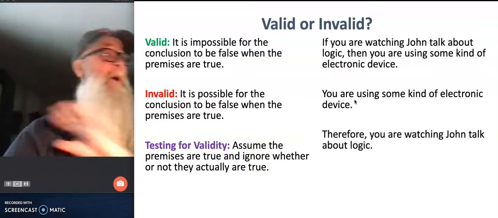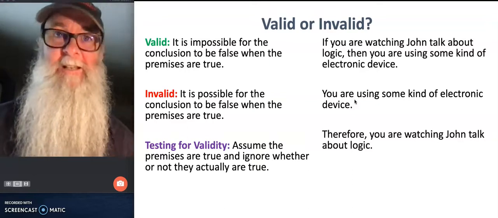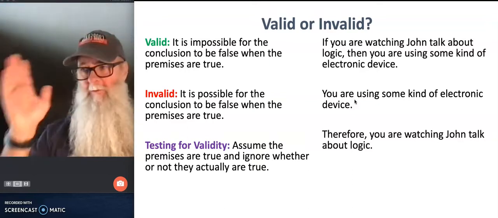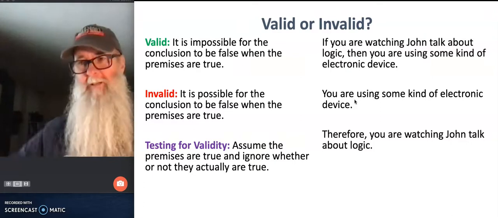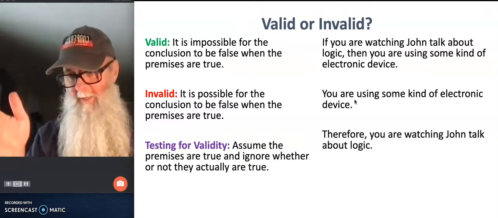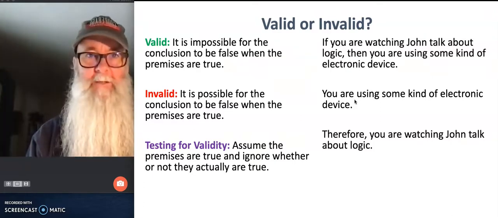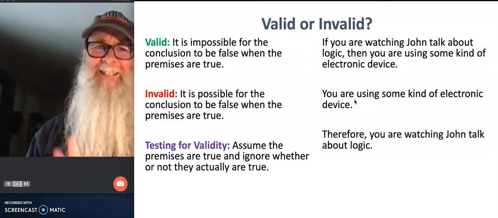And we'd say, no, you can't do that. Instead, what you have to do is just work from the assumption that the premises are true, disregard the fact that they are actually true. If those two premises are true, is there any way that conclusion could be false? And the answer is yes.